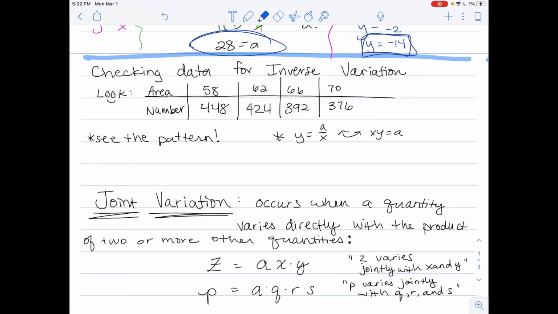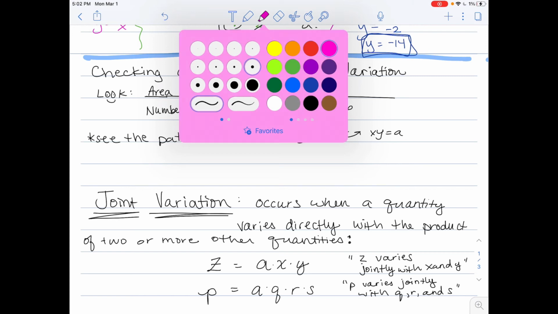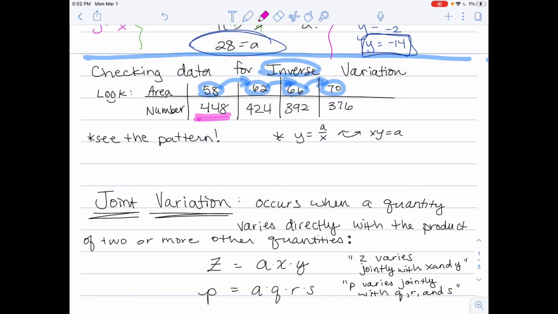If I'm looking for an inverse variation pattern, let's look at our data. So 58, 62, 66, 70. Do you see how they increase as they go up? But if we're looking at this, 40, 448, 424, 392, 376, these are decreasing as we go to the right. So if you see the numbers as we go to the right, the area is going up where the number is going down. That tells us it's an inverse variation function.